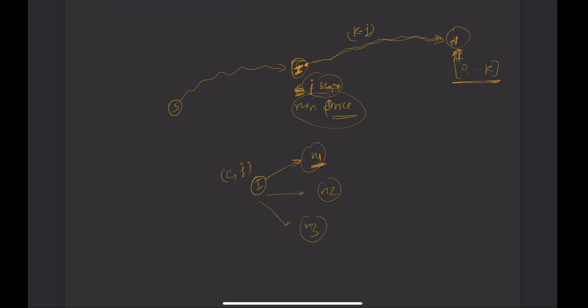Then let's suppose the edge prices are p1, p2, p3. Then here it will be p1 plus c. Since I have already taken a stop here, it will be j plus 1, right? It will be p2 plus c, j plus 1, and p3 plus c, j plus 1.